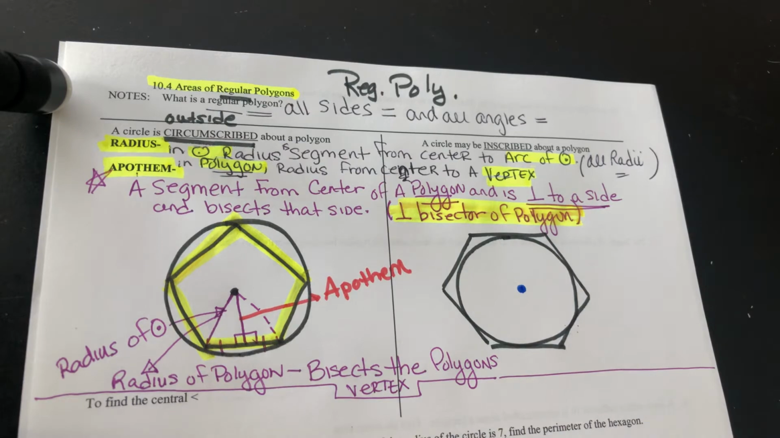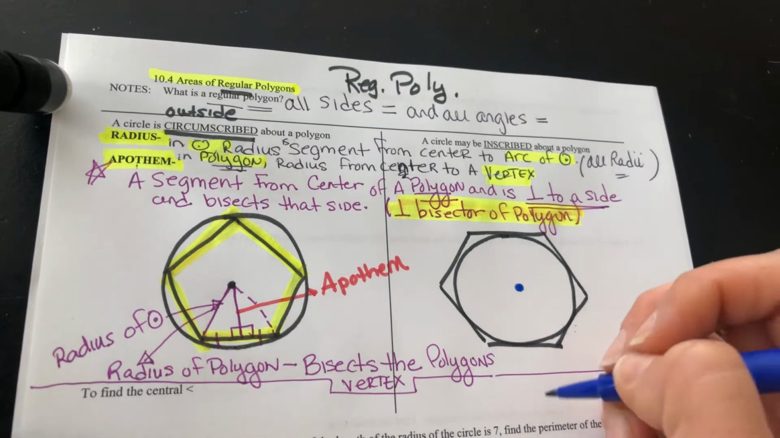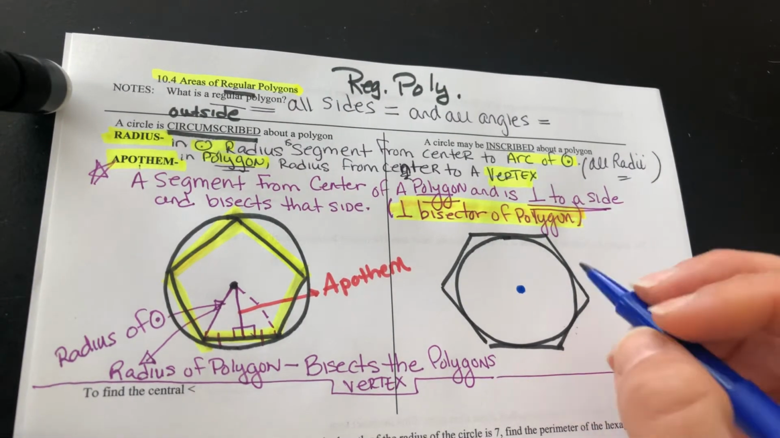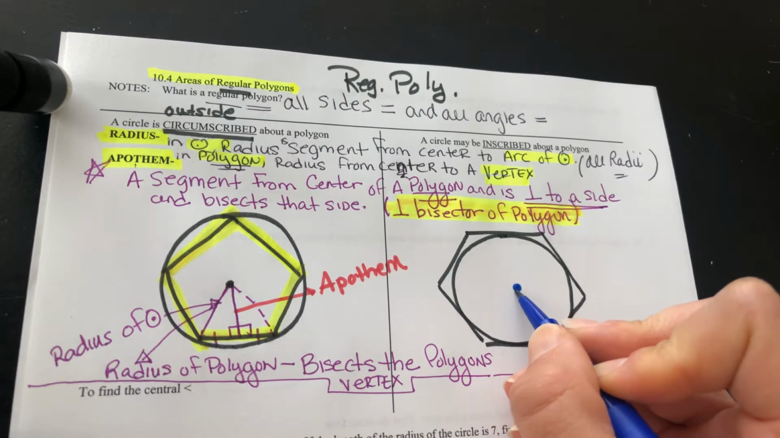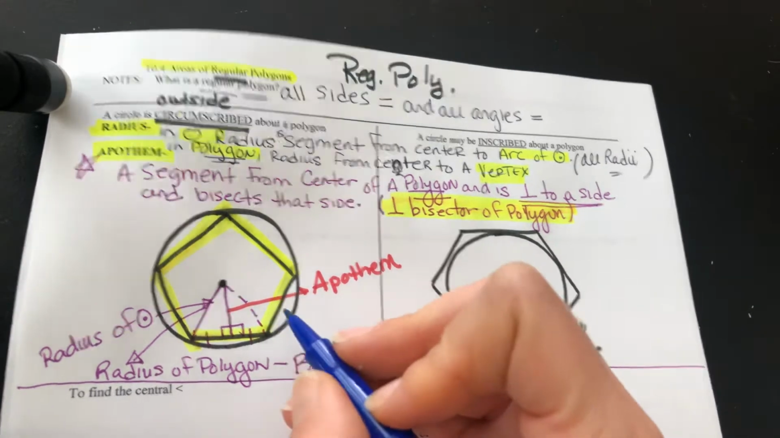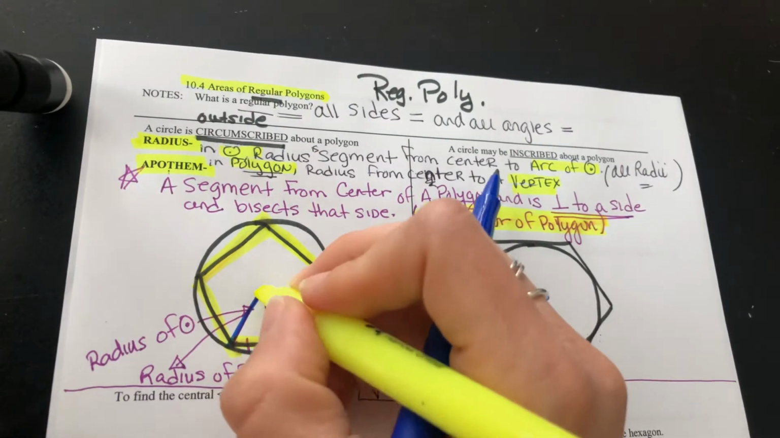There's your center. If I ask you to draw the radius of the circle, you're going to draw it. I always want this triangle, so let me highlight that. The most important thing is the triangle.